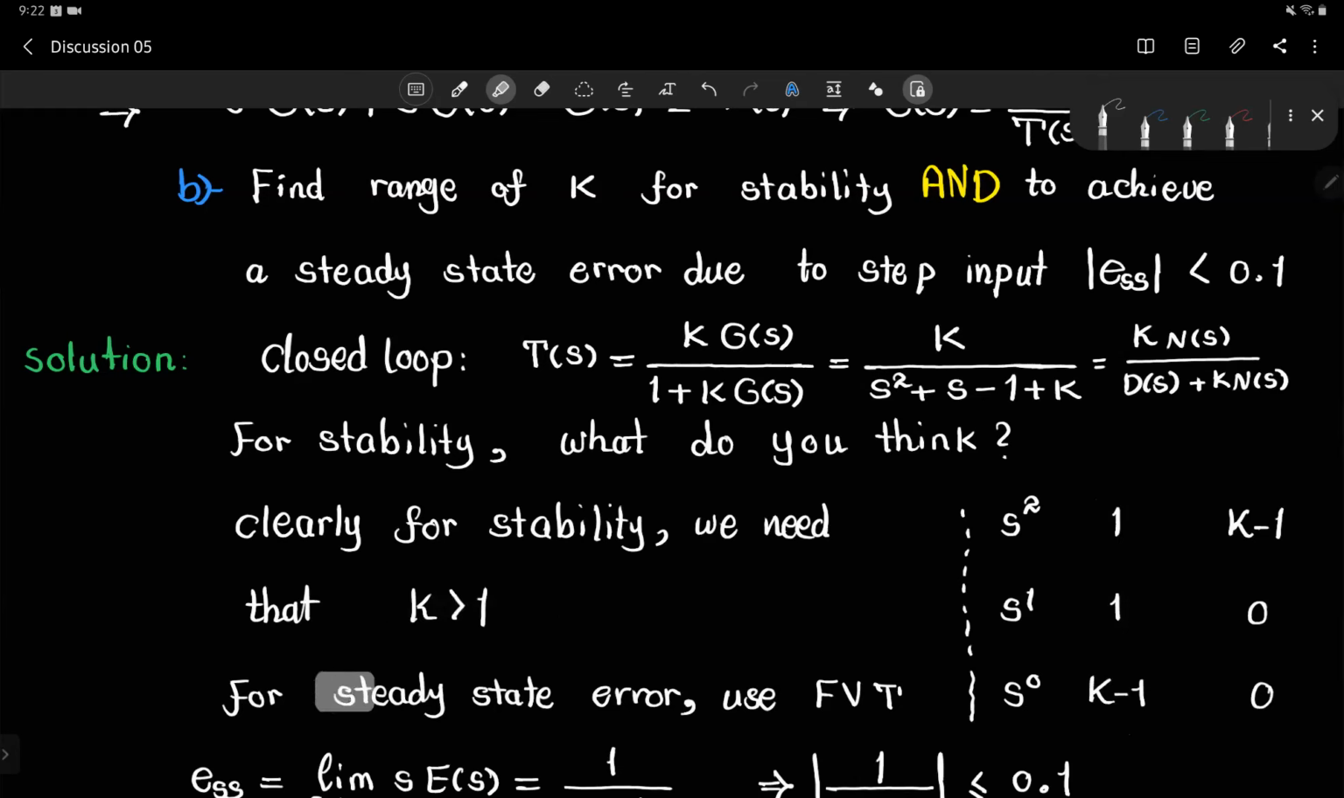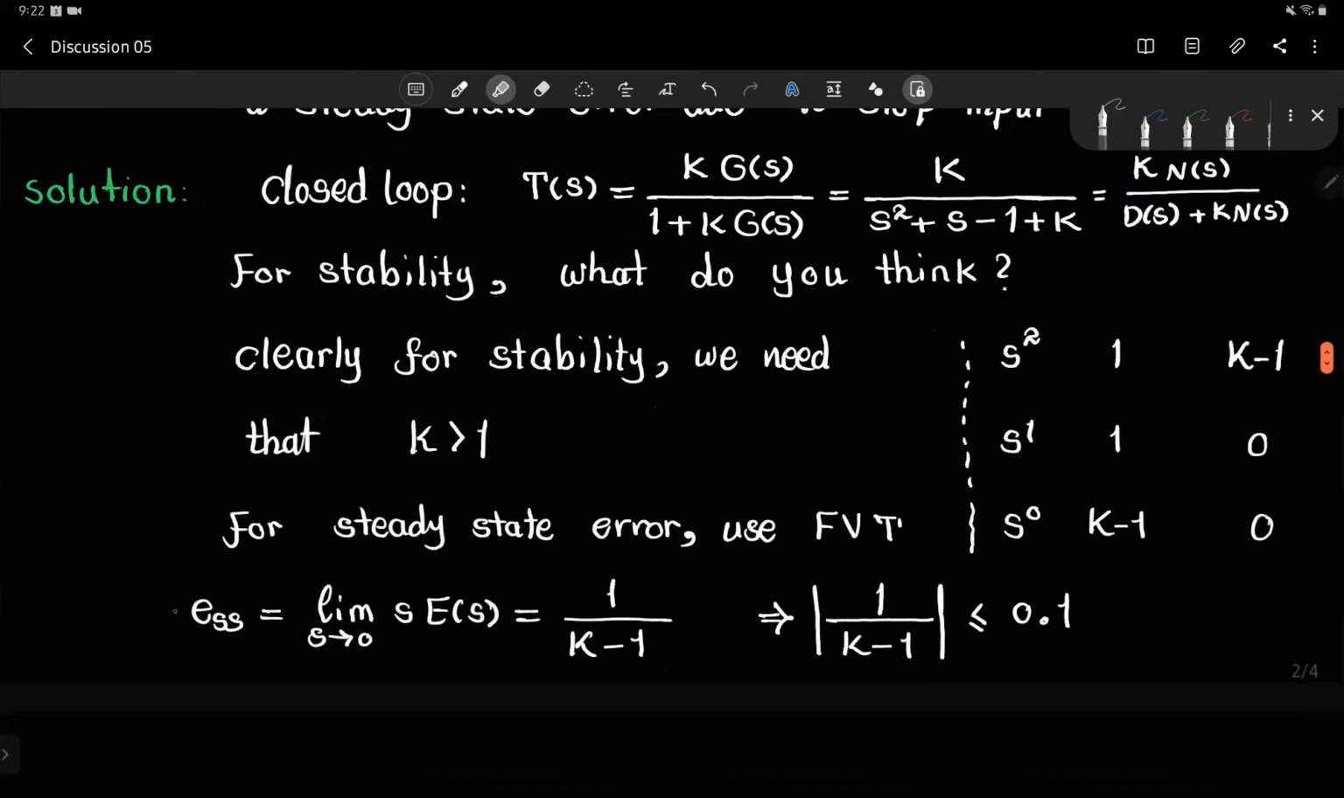Now for steady state error, we need to use the final value theorem, right? So ESS, which is the steady state error, is going to be equal to the limit as s goes to 0 of s times E of s, right? Which I'll let you do the details, but you can see that it's going to be equal to 1 divided by k minus 1, which implies that we want the absolute value of that to be less than 0.1. Okay, it's important to keep in mind here that we're looking for the absolute value.